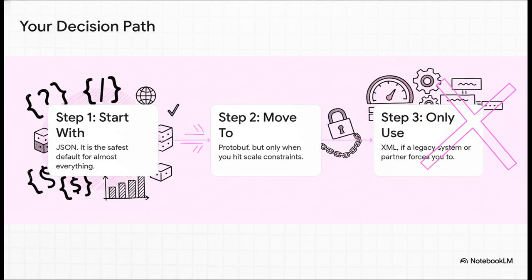Step 2, you move to something like Protobuf only when you have a very clear performance problem, when you've actually measured it, and you know that data size is your bottleneck. And step 3, you use XML only if you absolutely have to, like when a legacy system or some big enterprise partner puts a gun to your head and forces you to.